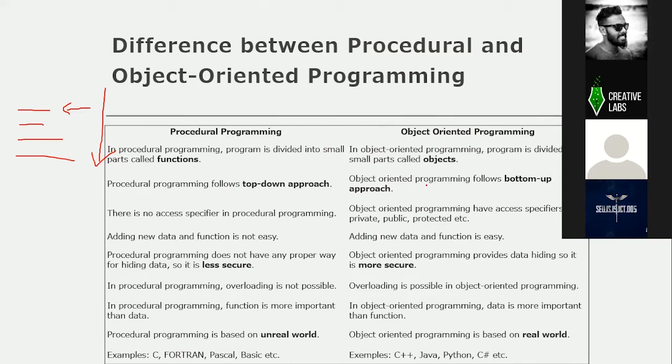Object-oriented programming is also a bottom-up approach, so we don't need to execute one by one. Wherever it is called, it can be executed. It also has specifiers like private, public, and protected, and we can have data and functions, which is very simple to declare here. It is more secure compared to other programming types, and we can also do overloading. We will talk about overloading in the later slides, when we talk about some OOP concepts.